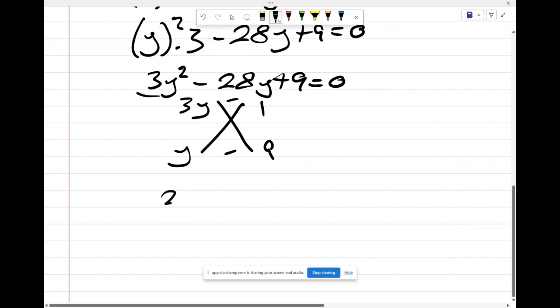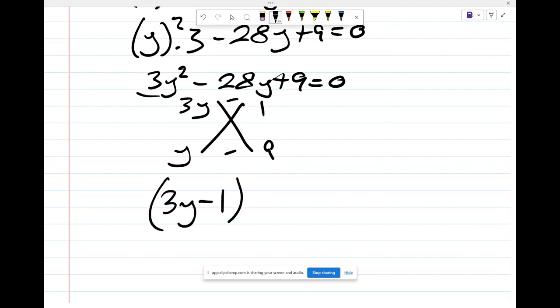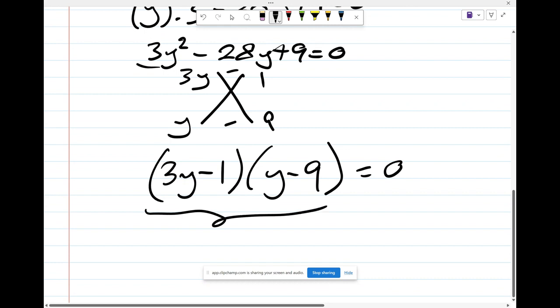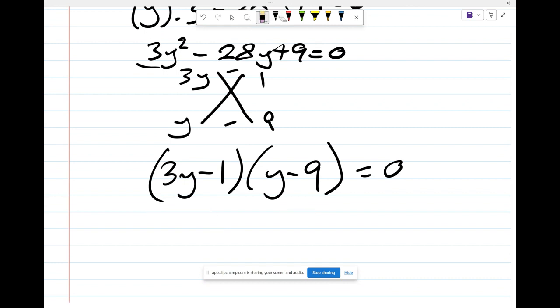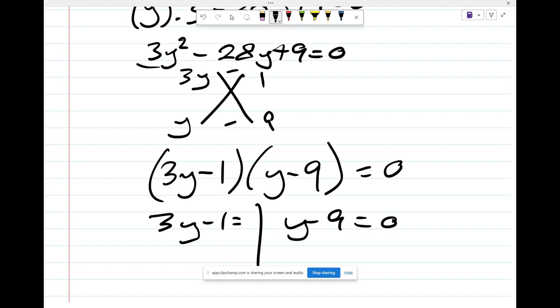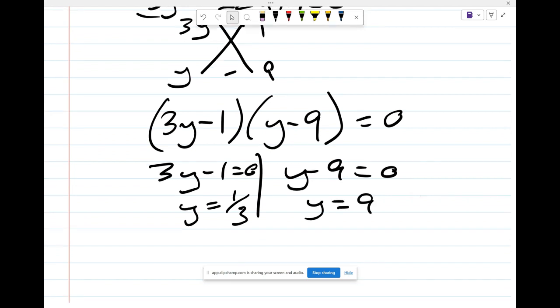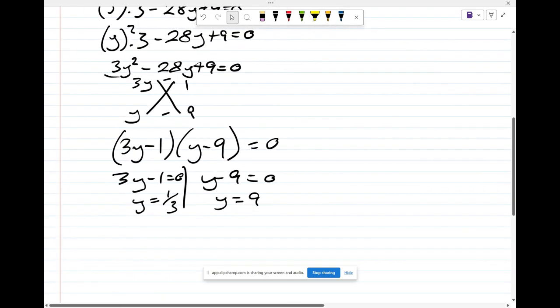So our quadratic can be written as 3y minus 1 times y minus 9 and equal to 0. And so if both of them multiplied together equal to 0, that means at least one of them is equal to 0, if not both of them. So we can just set both of them equal to 0 and see what values for y that gives us. So if 3y minus 1 is equal to 0, then y is going to be 1/3. And if y minus 9 is equal to 0, then y is going to be 9. So we've gotten two values for y.